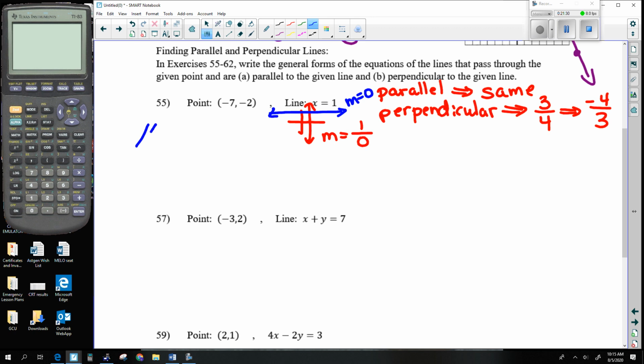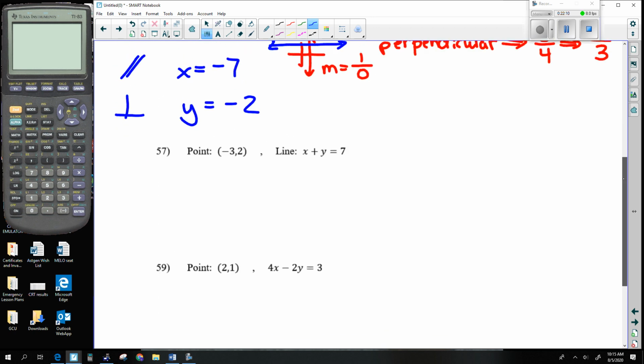So here the parallel equation would be x is equal to -7, because I have to use this point. And so it would run through the point of -7 too, but is parallel because it has the same slope of undefined. All right, so the parallel is x is equal to -7. The perpendicular equation is going to have a slope of 0. So that means y is equal to, and the only thing y could possibly be equal to is -2.